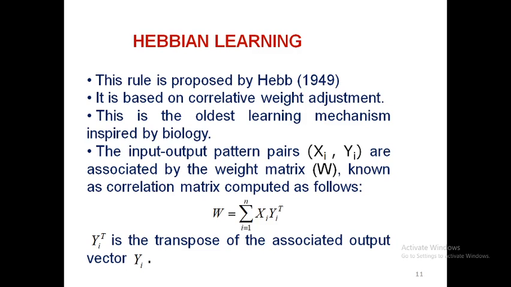What is Hebbian learning? This rule was proposed by Hebb in 1949. Hebbian learning is based on weight adjustment. Weights need to be adjusted to get the required performance. This is the oldest learning mechanism, inspired by biology. How do we adjust the weights? We need to get the weight matrix for every input-output pattern pair. Let us take xi as input and yi as output. For every input-output pattern, there are associated weights on the connection links. The weight matrix is assumed as W.